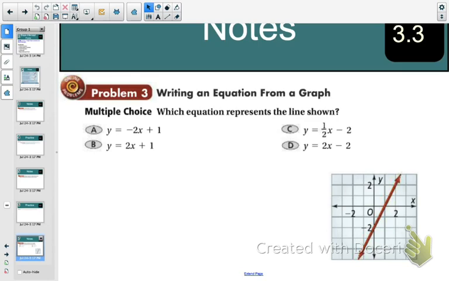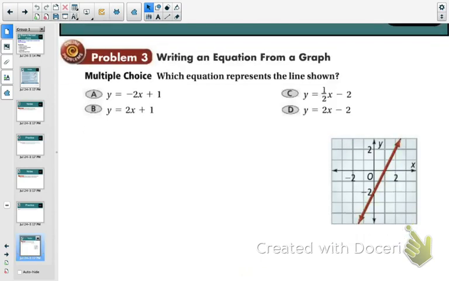All right, which equation represents the line shown? Okay, so this one you have to actually look at the graph. The first thing you want to do is locate the y-intercept, which is where it crosses the y-axis here. You can see it's crossing right there at -2. So our y-intercept is -2.